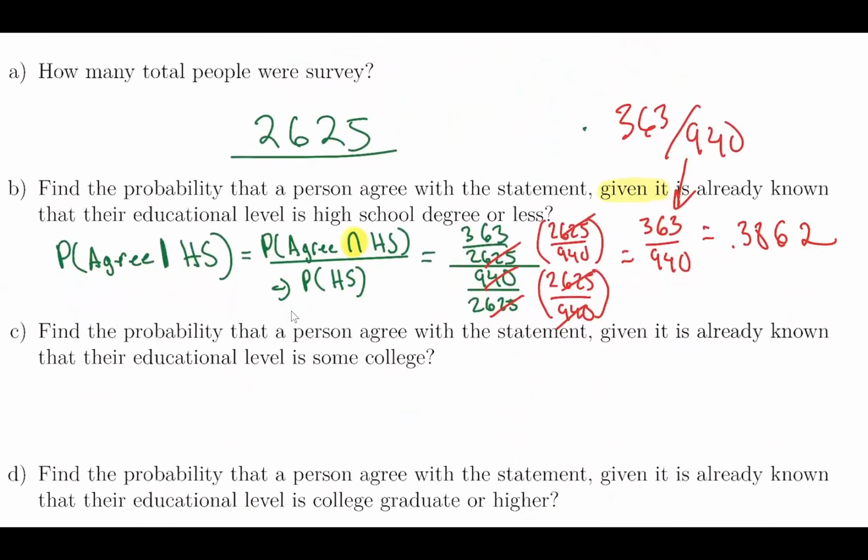Let's do part C. It says find the probability that a person agreed with the statement given it's already known that their education level is some college. So for this one, what do we already know? That they agree with the statement, or that they have an education level of some college? Yeah. So we find the probability they agree, given they have some college. Everybody good so far with the notation?